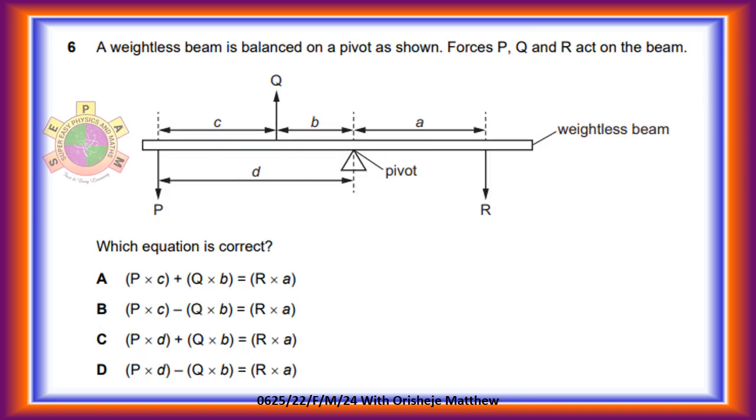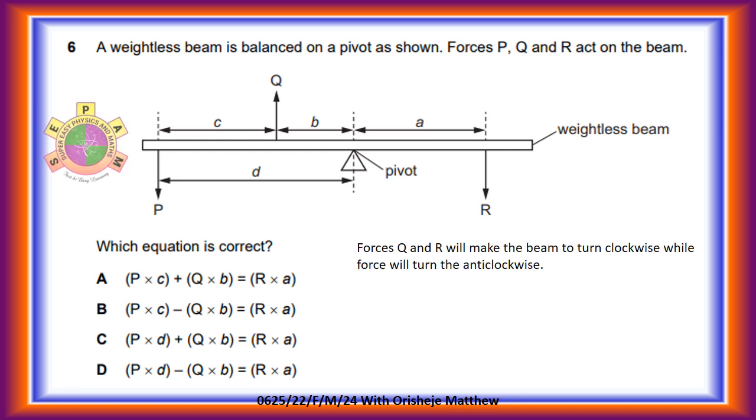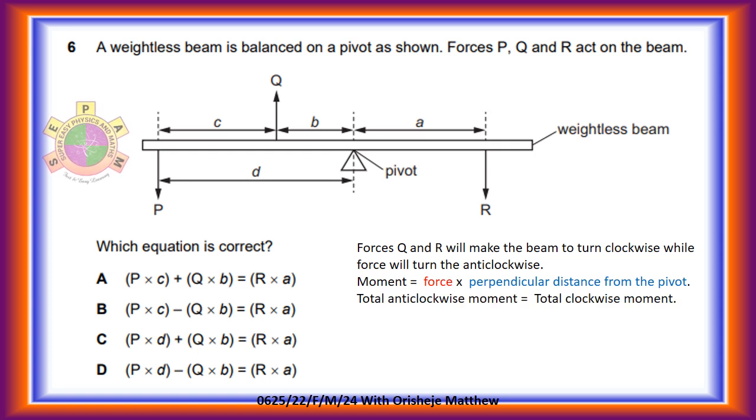Question 6. A weightless beam is balanced on a pivot as shown. Forces P, Q and R act on the beam. Which equation is correct? Forces Q and R will make the beam turn clockwise while force P will turn it anti-clockwise. Moment is force multiplied by the perpendicular distance from the pivot. Total anti-clockwise moment is equal to the total clockwise moment. Product of P and D is equal to product of R and A, plus product of Q and B. Rearranging will give the answer. Option D is the correct answer.